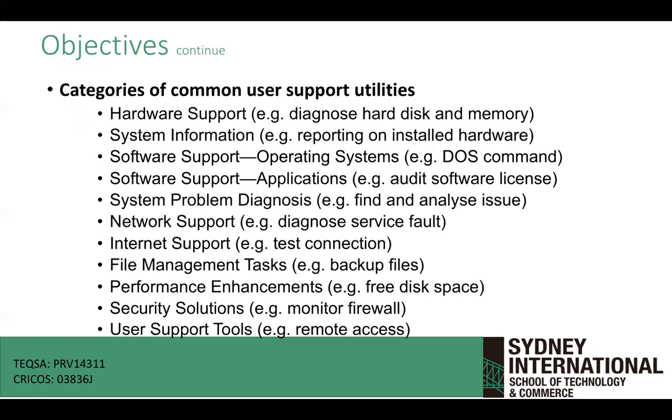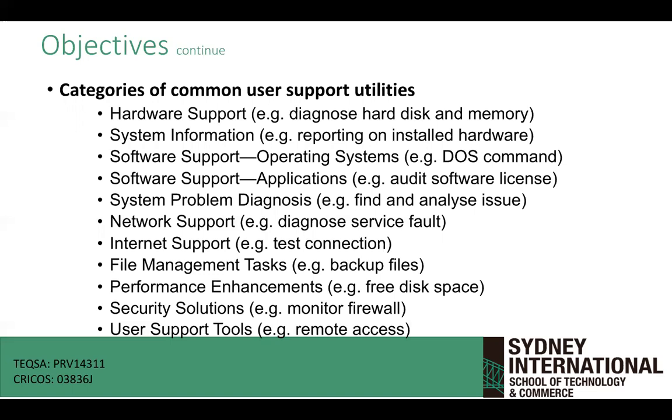System problem diagnosis utilities, for example, find and analyze issues in the system. Network support diagnoses any service faults, such as the connection not working as expected, or the network is slow, or the ping is too high. You go and diagnose that. Internet support, for example, we test the internet connectivity at any point in time. File management tasks, for example, backup files, we can use a utility to back up our files.